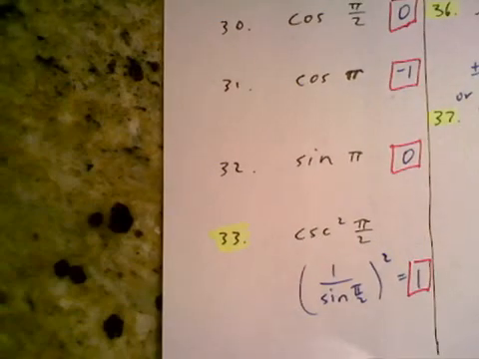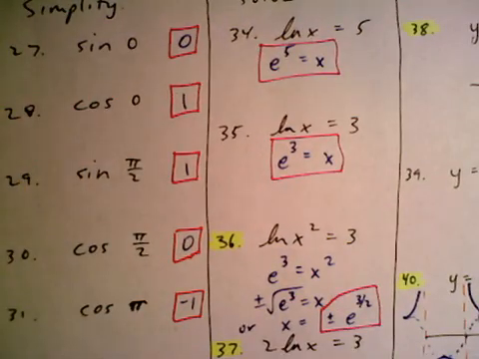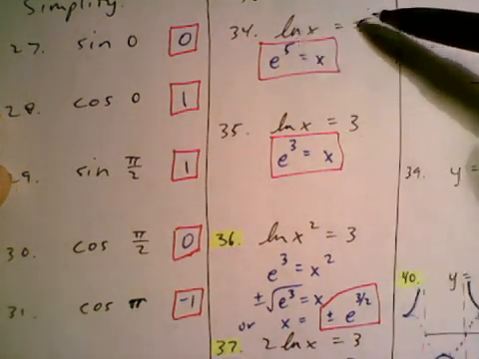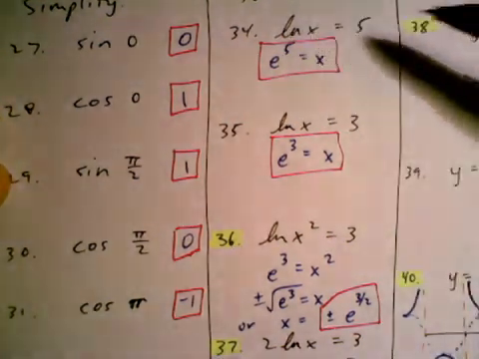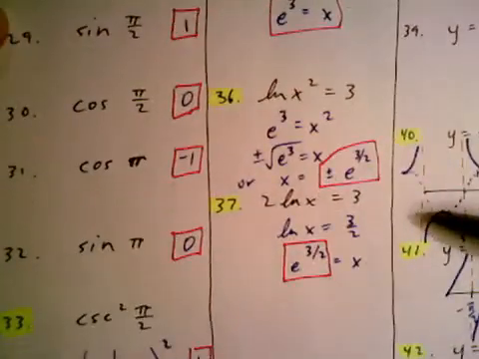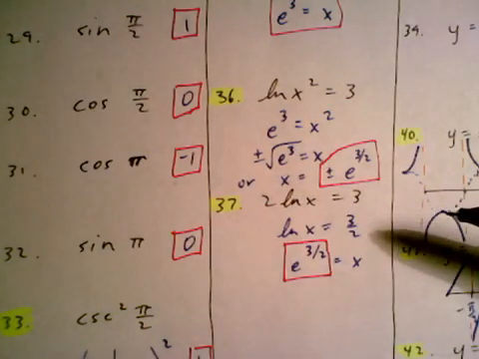So all the way down to number 33, and then all the way up to number 34, down to 36. And just when you have an equation in log form and you need to get at that variable, you want to convert it to exponential.